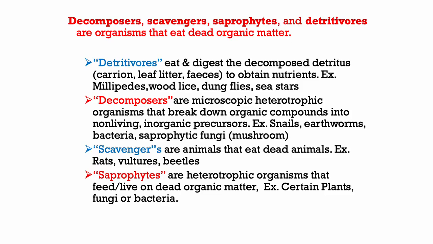Detritivores eat and digest the decomposed detritus, whereas decomposers are microscopic heterotrophic organisms that can break down organic compounds into inorganic precursors. Snails, earthworms, and saprophytic fungi such as mushrooms are the decomposers, whereas millipedes, woodlice, sea stars, etc. are the detritivores, whereas scavengers are the animals that eat dead animals, such as the rats, vultures, and beetles.